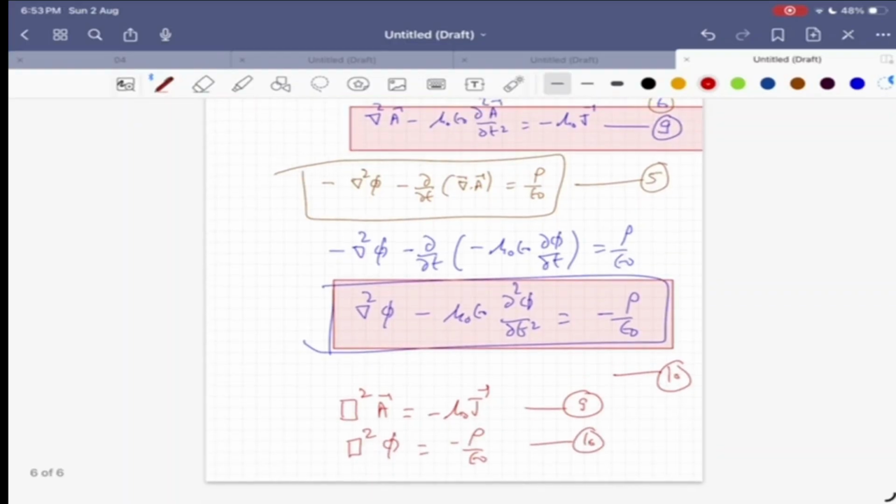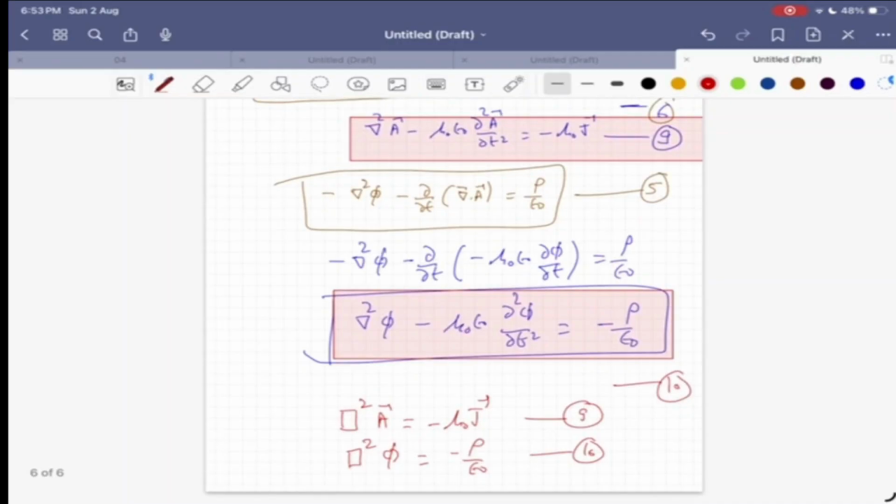These two equations have the source term on the right with the negative, and we know that when we go from electrostatics to magnetostatics, or electricity to magnetism, we replace 1 over epsilon naught by mu naught. The source terms j and rho on the right-hand side are symmetric, and the left-hand side is also symmetric, where this D'Alembert operator is nothing but del square minus mu naught epsilon naught del 2 by del t2. So this is known as the D'Alembert operator.